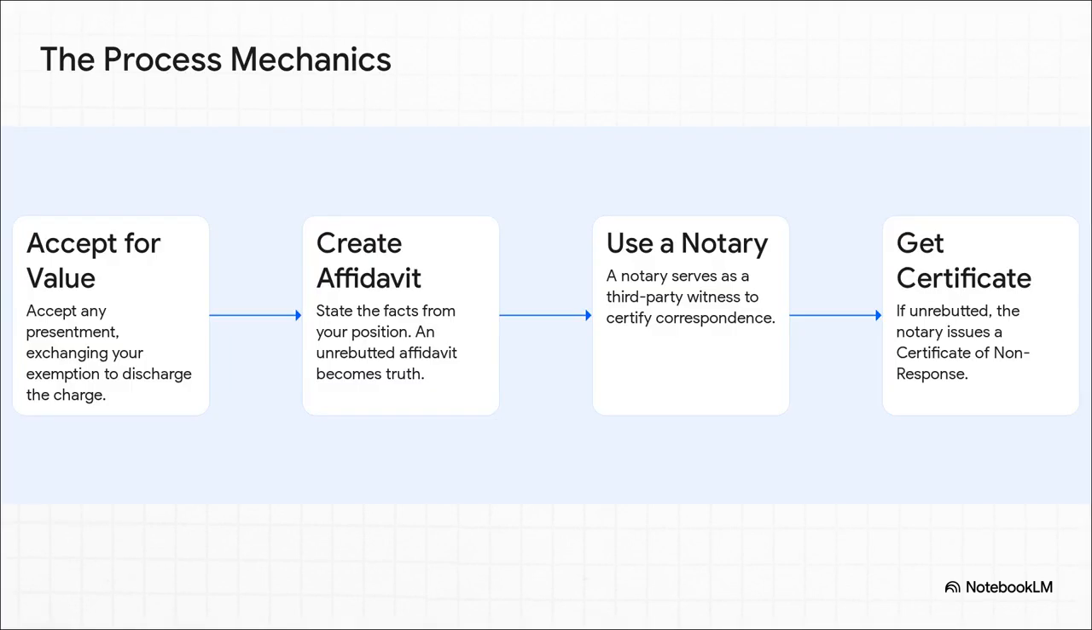Step 1 is accept for value. This is where you take any bill, charge, or ticket, you endorse it in a very specific way, and you send it back. The claim is that you're using your credit, your exemption, to discharge the charge. Step 2, you create a sworn affidavit of truth, which lays out your facts of the matter. Step 3, you use a notary public as a third-party witness to certify all the documents. And finally, Step 4, if the other party fails to rebut your affidavit point by point, the notary can then issue a certificate of non-response. This is claimed to establish their dishonor and make your version of the facts the undisputed truth on the record.